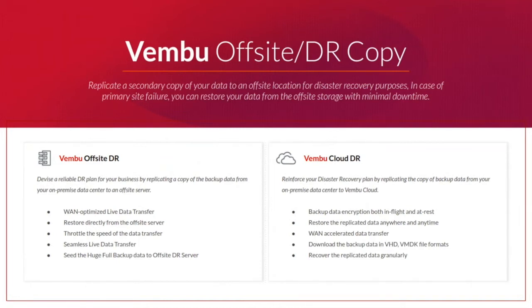All your backup data is encrypted both during the transfer and at storage in the Vembu Cloud. If something goes wrong, you can just log into your Vembu Cloud DR account and restore the data anywhere at any time. It's a WAN accelerated data transfer, and you have multiple options to recover the data. You can recover individual files and folders, or you can recover the entire image from the Vembu Cloud DR server. So these are the options for the secondary copies.